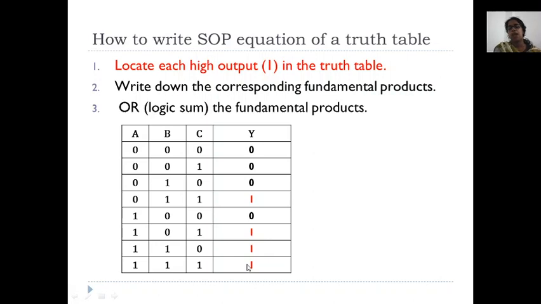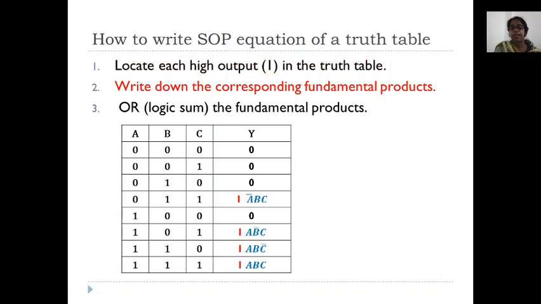Okay, so now let's start. First step, locate each high output in the truth table. Okay, let's locate. I located all the high outputs and changed them into red color to distinctly see them. So first step, locate each high output in the truth table.